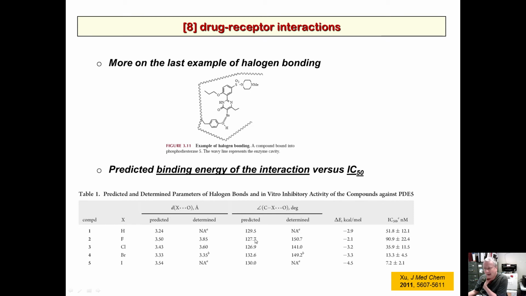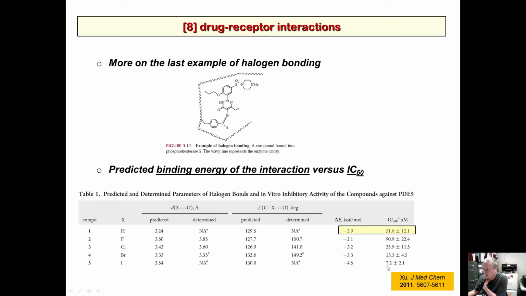And also the angle between the carbon, the halogen, and the oxygen ranges around 130, maybe upward, not as high as 180 for these. And they calculated the delta, the energy, I think, computationally, basically showing that, like we were saying, iodine is going to be the best in this series, and then a little worse is bromine, chlorine, fluorine, and hydrogen, and that mapped very nicely to the IC50 value. And the best one of these is iodine.